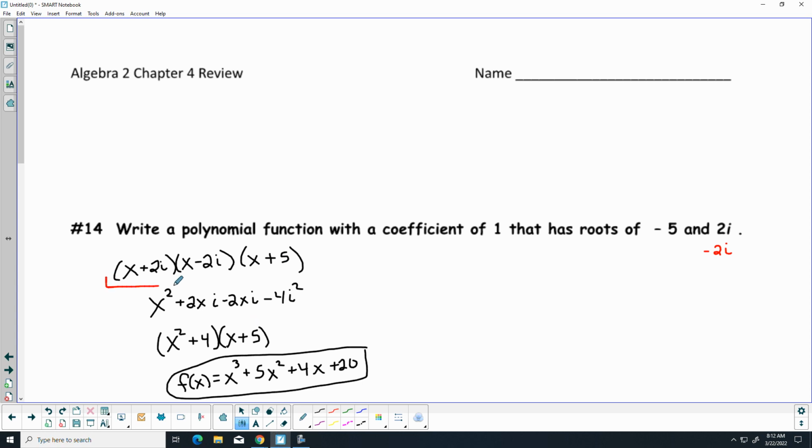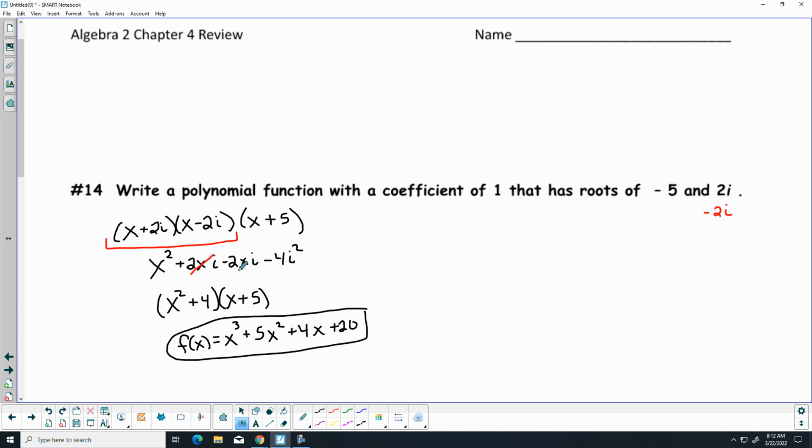Always FOIL your conjugates first. Your middle terms should cancel out. And remember, i squared is the same as negative 1. So negative 4 times negative 1, that's why that's a positive 4. And then you're going to have to FOIL again.